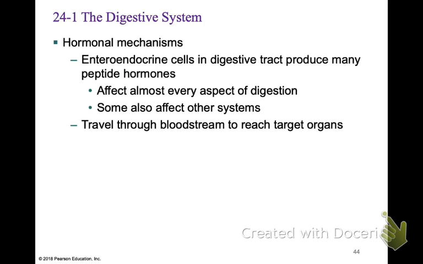Our hormonal mechanisms, we're going to find two different varieties. You have enteroendocrine cells. Those are the hormone-secreting cells that are in the digestive tract itself. And they're going to produce some hormones that affect digestion and appetite and metabolism in ways that we are only now beginning to understand.